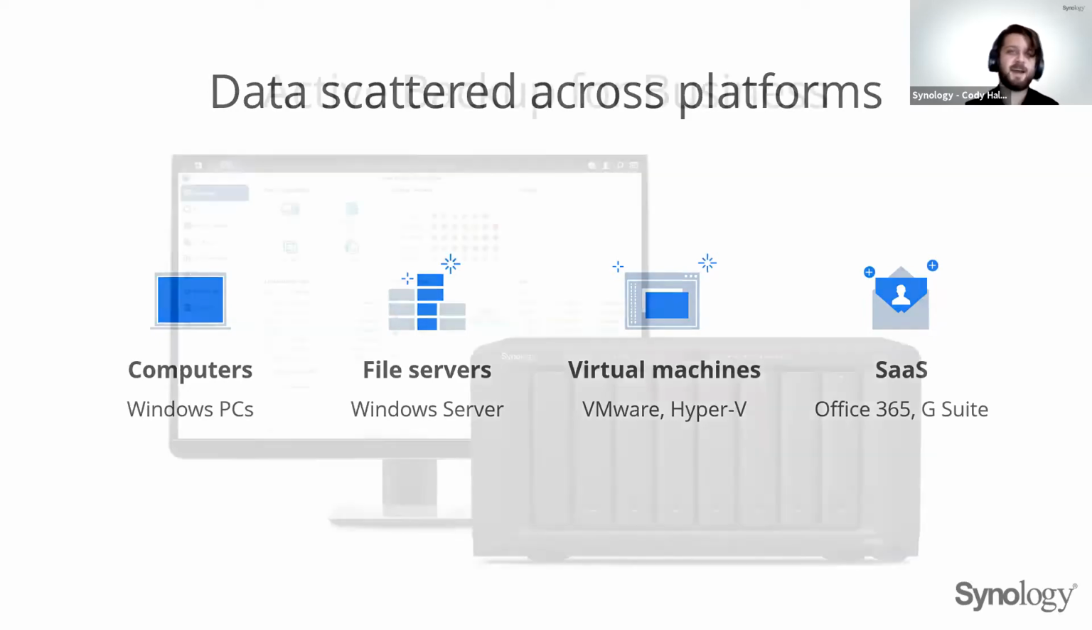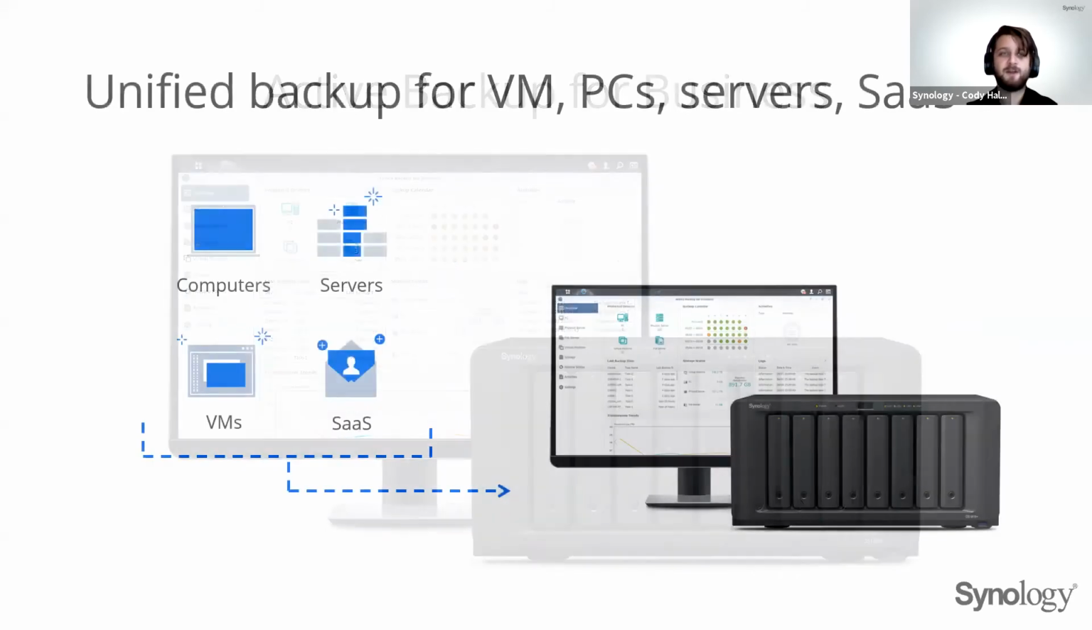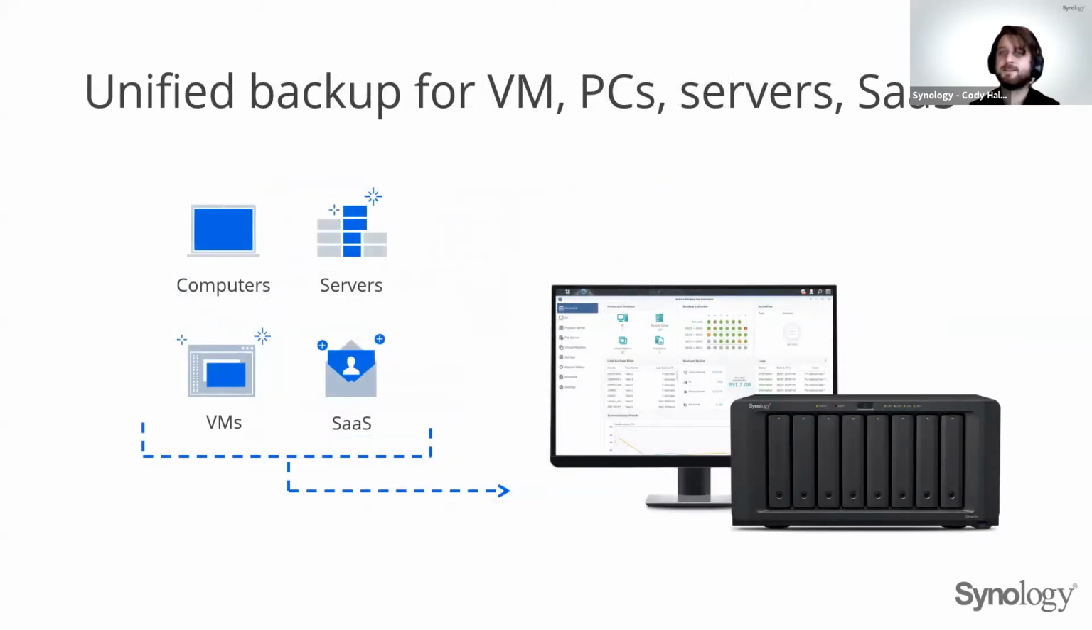So you need something like Active Backup for Business to help unify the backup for VMs, PCs, servers, and software as a service. Active Backup for Business can help aggregate all that data onto a Synology NAS device. And once all that data is finally in one location, it becomes much easier to manage and much more flexible. You're going to be able to back it up to the cloud, replicate it to another NAS if you wanted to fail over to a secondary Synology NAS device. So you actually have a little bit more flexibility by having all your data locally in one location.